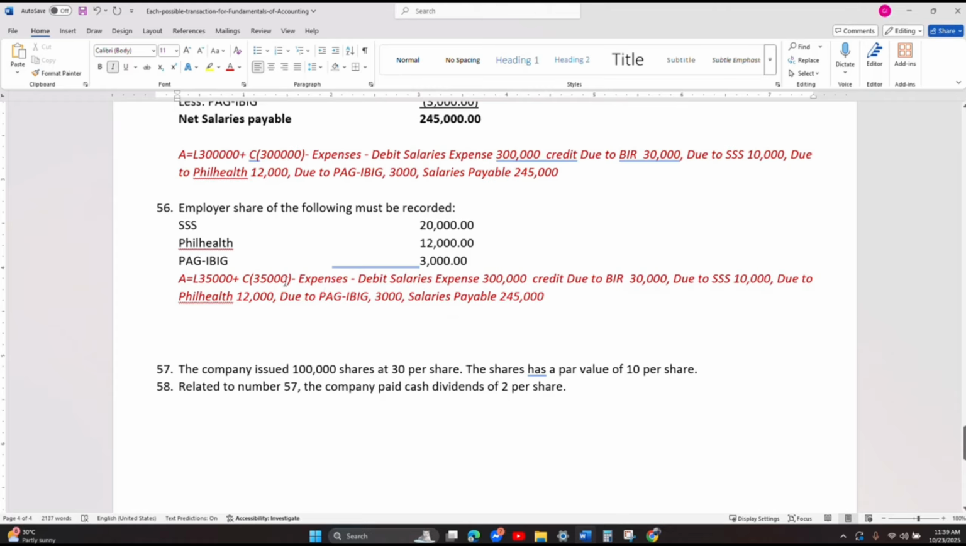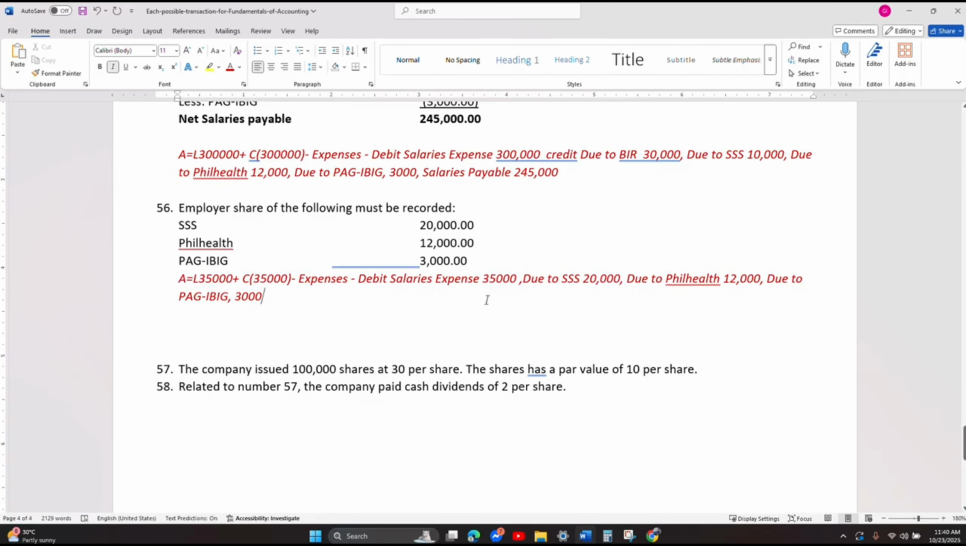And then remember, this 35,000 here in the liabilities are actually liabilities to SSS, PhilHealth, and Pag-ibig. Okay? So what will be the entry? Debit salaries expense, 35,000. There is no credit due to BIR. It's because there is no employer share for the taxes of the employees. So we have due to SSS, instead of 10, we have 20,000. And due to PhilHealth, 12,000. And due to Pag-ibig, 3,000. And there is no salaries payable already here.